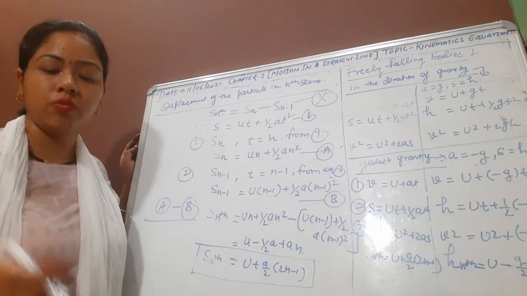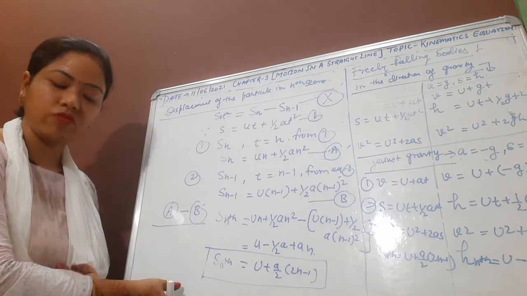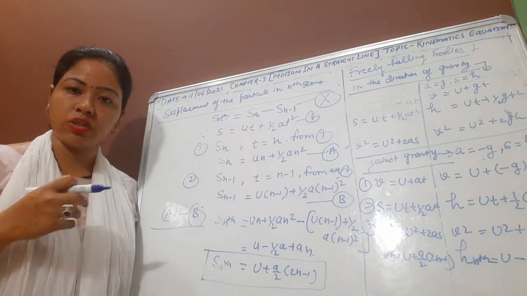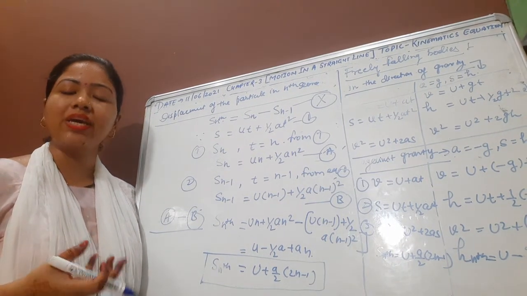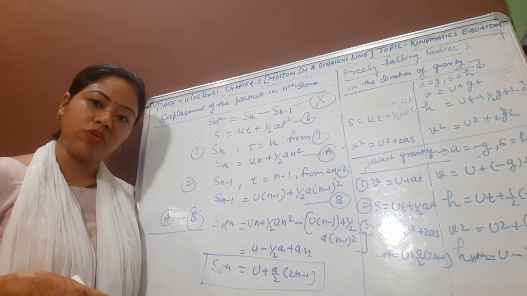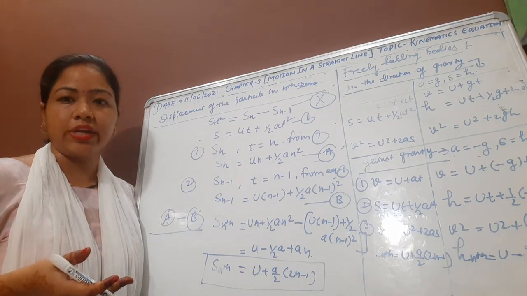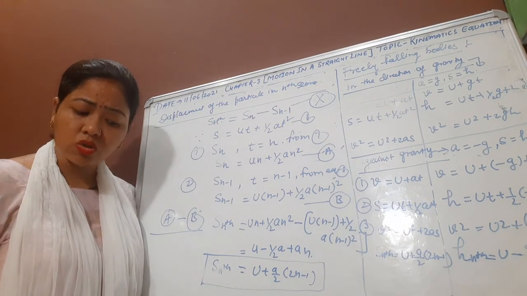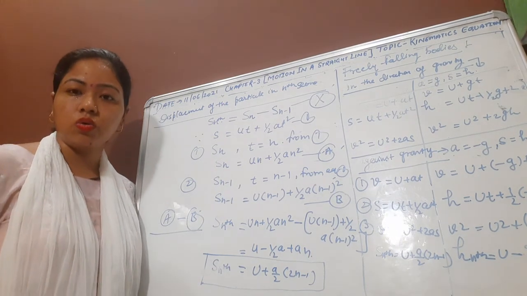So these equations of motion, children, are important for the numerical purpose only. We do not have the derivation for these equations of motion. If we were to derive these equations, we could use the graphical or the calculus method. But in this chapter we only have the numerical portion related to these equations of motion, right children? So this is all about freely falling bodies, right?